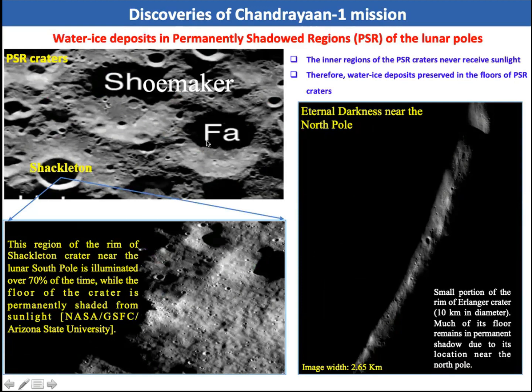See, this is one particular crater. But we can only see about 10% of that crater. Only 10% of that crater is illuminated. The other part is permanently shadowed. Which means that if some ice has been deposited over this particular region, it will be preserved as water ice for quite a long time.